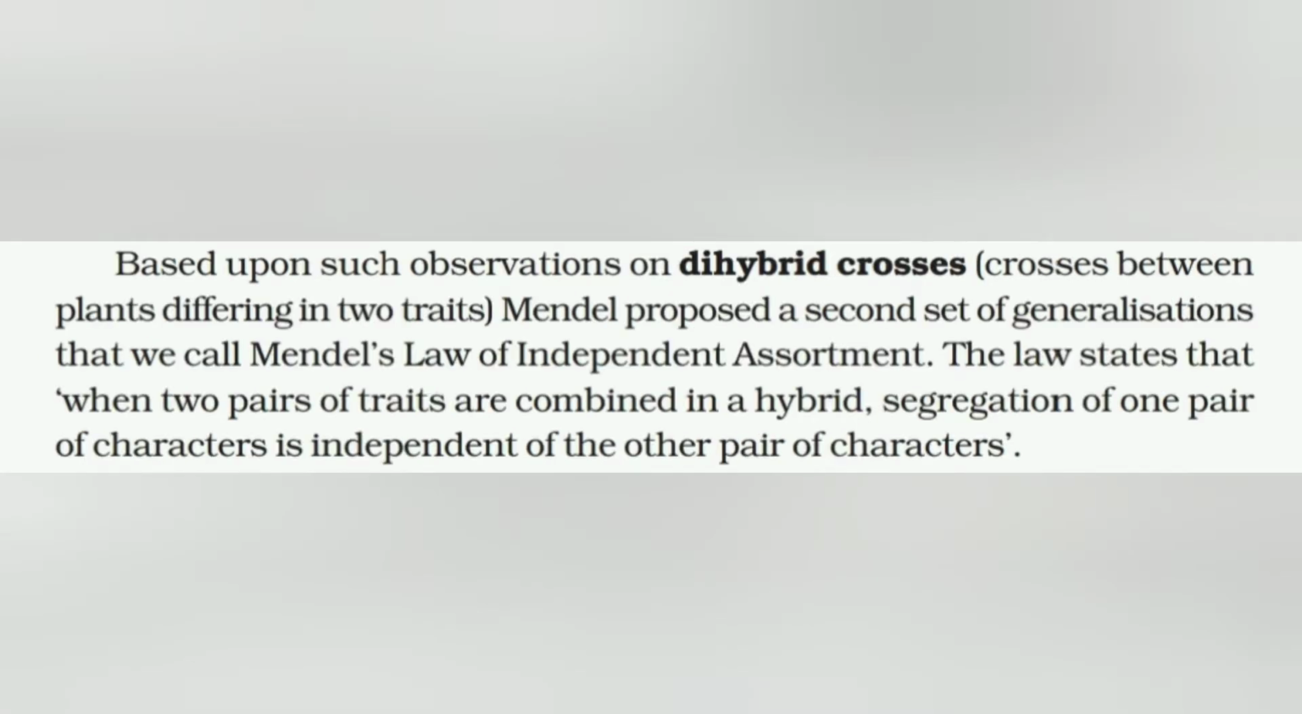Based upon such observations on dihybrid cross, that is crosses between plants differing in two traits, Mendel proposed a second set of generalizations that we call Mendel's law of independent assortment. The law states that when two pairs of traits are combined in a hybrid, segregation of one pair of characters is independent of the other pair of characters.